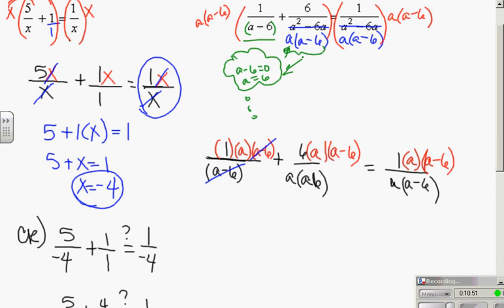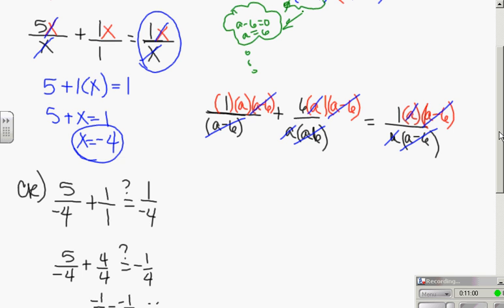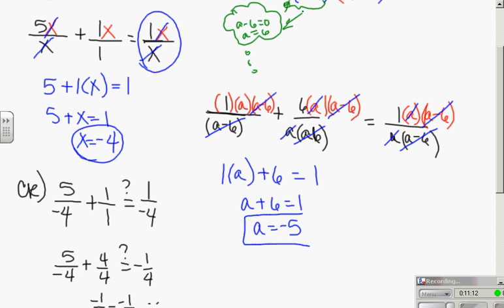Now we're going to go ahead and cancel. A minus 6 and a minus 6 cancel. A and a minus 6 cancel. What am I left with? I'm left with 1 times a plus 6 is equal to 1. So a plus 6 equals 1. Subtract 6. A is negative 5.